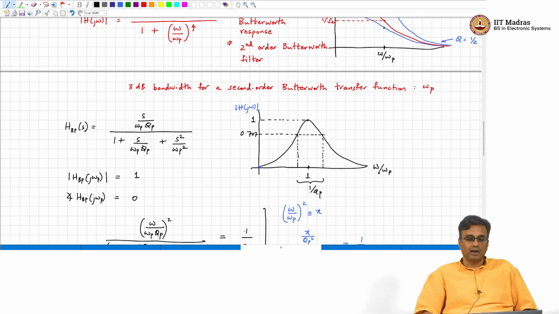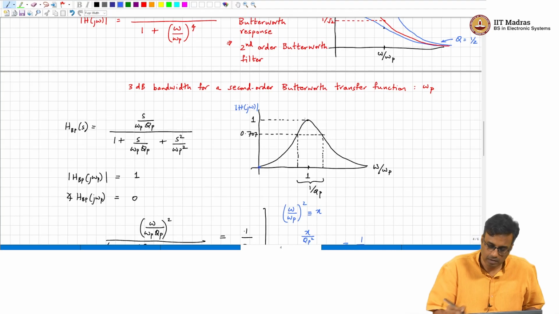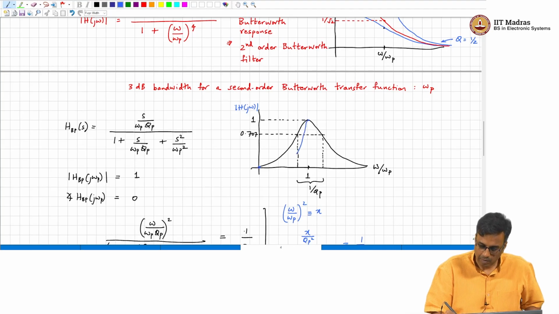It also turns out that as Qp becomes larger and larger, what comment can we make about the gain at omega p? It remains the same, right? So, as Qp keeps increasing, what happens? The characteristic becomes more and more narrow. So, this is increasing Qp.